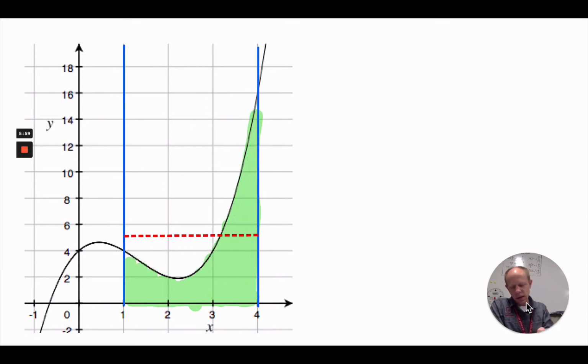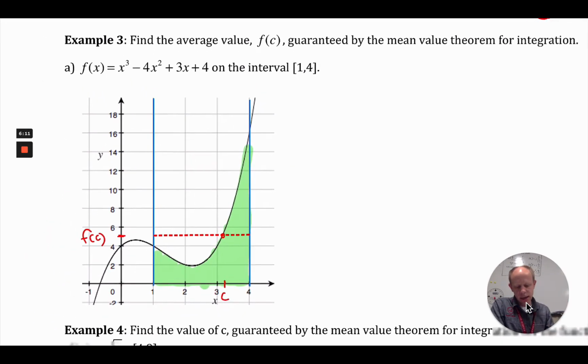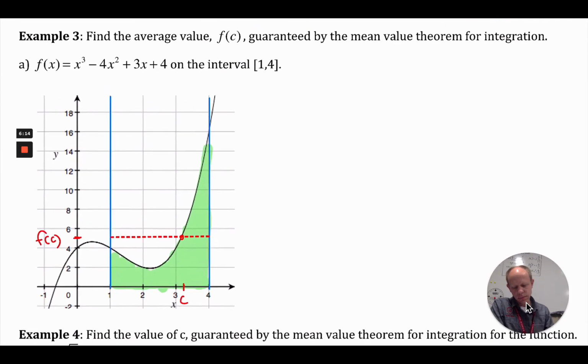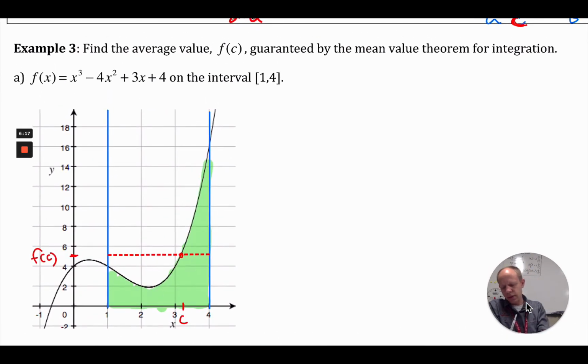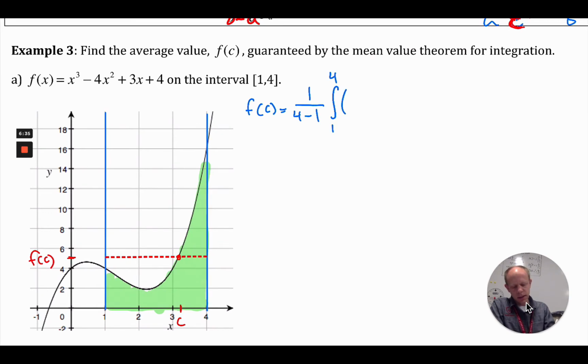And if that's true, then that would make this my C value right there, and it would give me f at C right here. So let's go ahead and determine what this is and see how close we actually get to that answer there. All right. So we're going to say f at C, which is the average value, is going to be equal to 1 over b minus a, which is 4 minus 1, times the definite integral from 1 to 4 of the function, and that's x cubed minus 4x squared plus 3x plus 4 with respect to x.